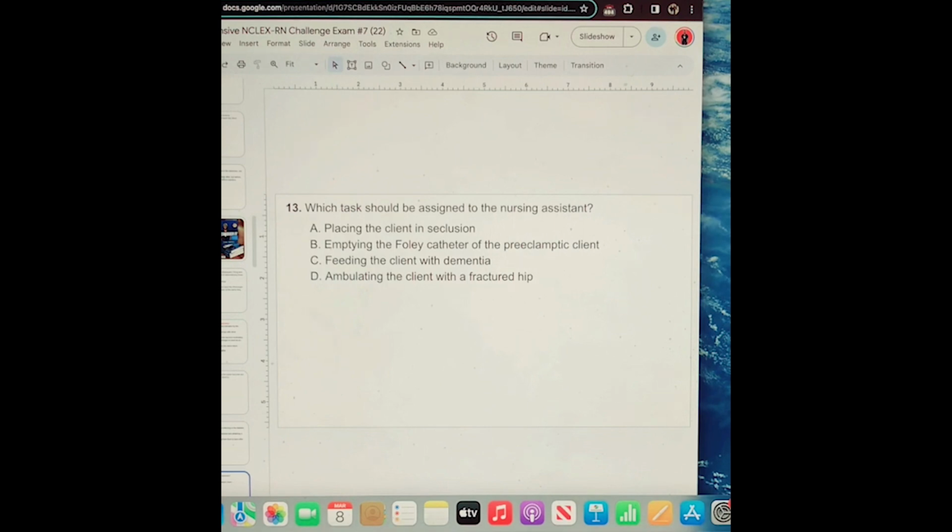Which task should be assigned to the nursing assistant? This individual is the UAP, unlicensed assistive personnel. Placing the client in seclusion, emptying the Foley catheter of the pre-eclamptic client, feeding the client with dementia, or ambulating the client with a fractured hip, right? Now, with somebody who's a UAP, what is the scope of practice that they can do, right? Now, this essentially is a management of care question. Management of care means assignment, delegation, supervision, right?